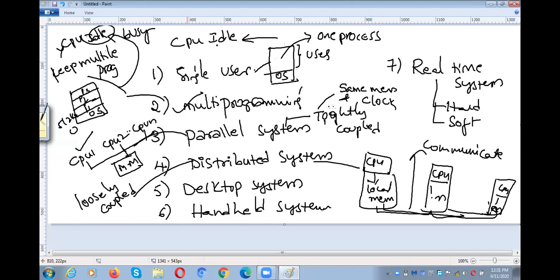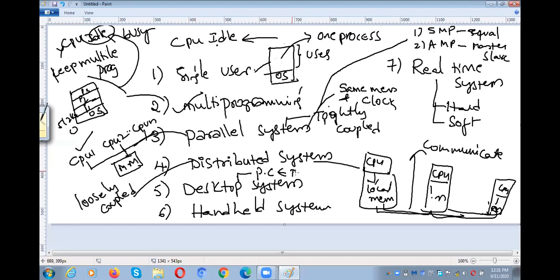And next, one more point you need to understand. Parallel systems are divided into two types: symmetric multiprocessor and asymmetric multiprocessor. Symmetric multiprocessor means all the processors are equally capable. Asymmetric means master-slave. And next, coming to desktop system: a personal computer dedicated to a single user. That means our personal computer.